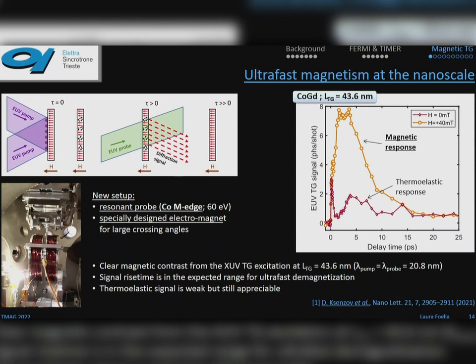So with the field off, you have the electronic resonance state, and then you have the thermoelastic response of your sample. And when you turn on the field, you have a huge magnetic response popping up. So the first electronic signal is still here, and then this is the magnetic response. And the relaxation time depends on the periodicity of the grating you are inducing.